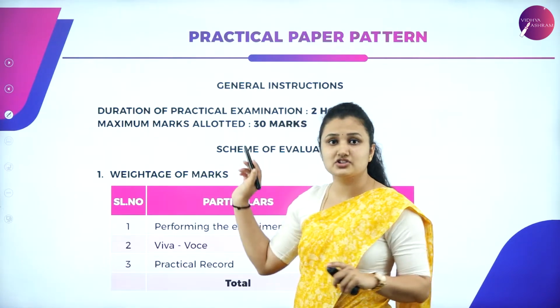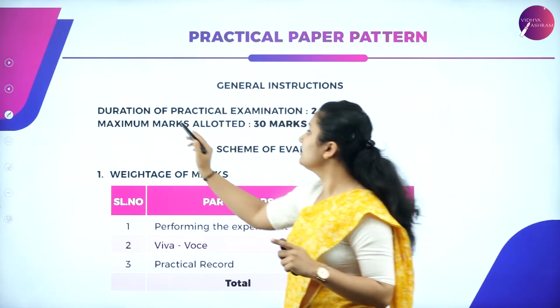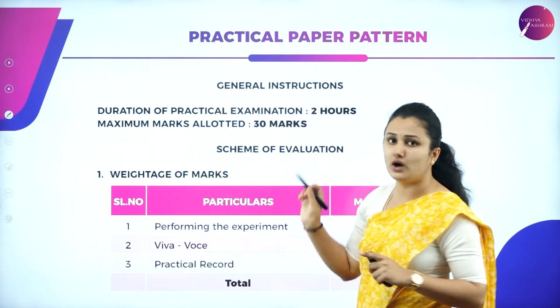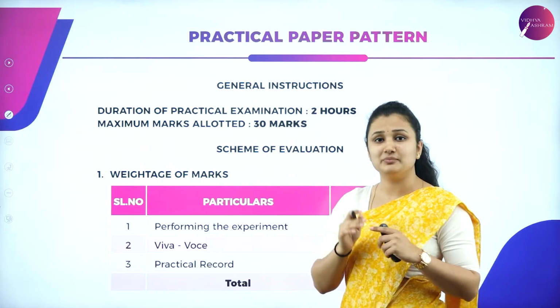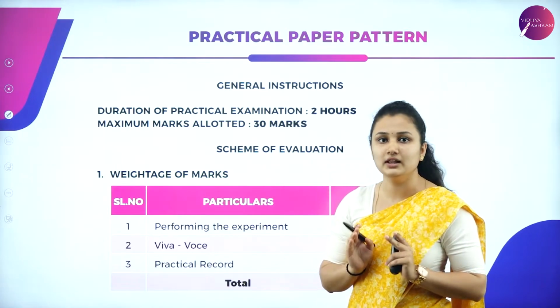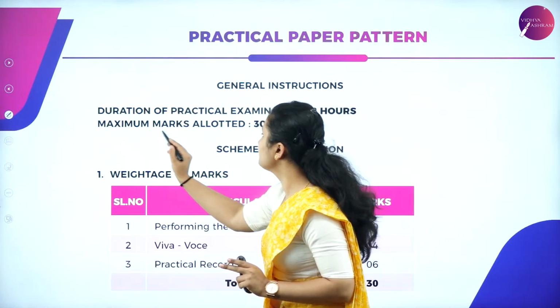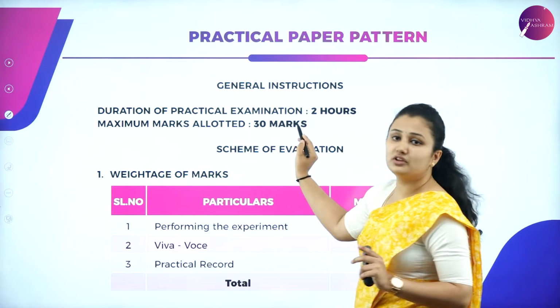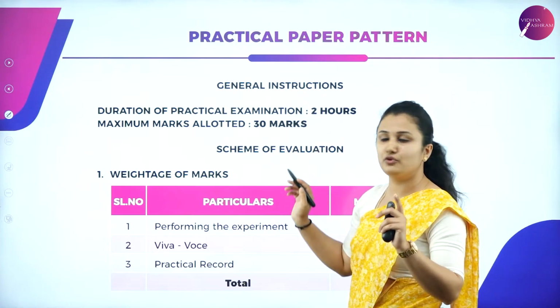So the general instruction before you get into the exam hall is that the duration for the practical exam will be 2 hours. That depends on the experiment. Sometimes it can be more than 2 hours also. It's all on the experiment you people will be getting. The second is marks allotted. That will be for 30 marks. You'll be writing a practical exam for 30 marks.